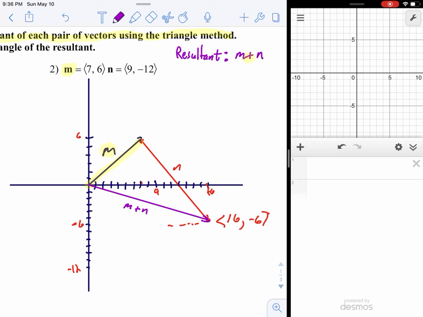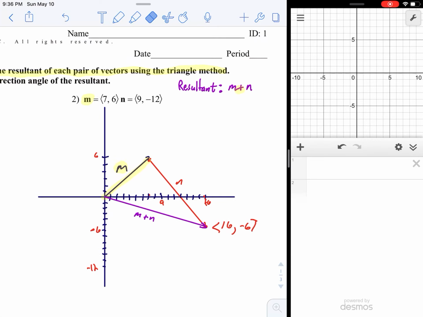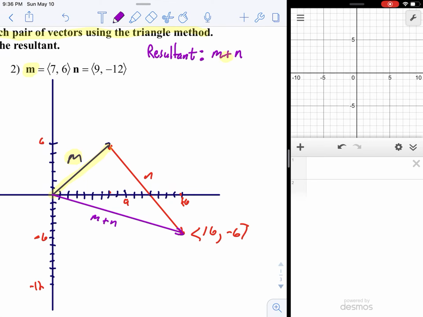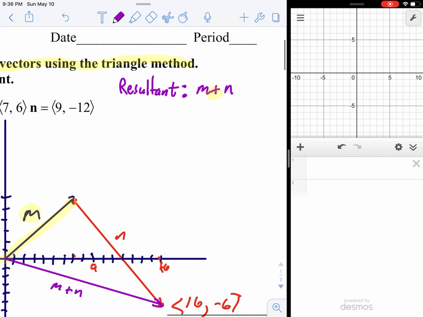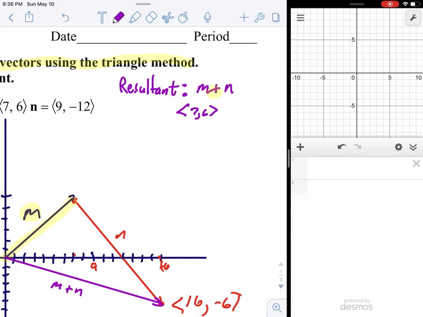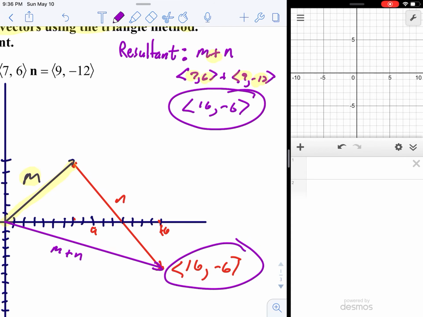However, I still like to sketch in some sort of graph paper. I think you'll see why as I do more problems. But you can totally do this without any sort of graph paper, and it'll still work. The point is, you can also find the resultant by adding these together. Over here, the resultant is m plus n. So I can do <7, 6> plus <9, -12>. 7 plus 9 is 16, and then 6 plus negative 12 is negative 6. You can totally get the same answer without a picture.